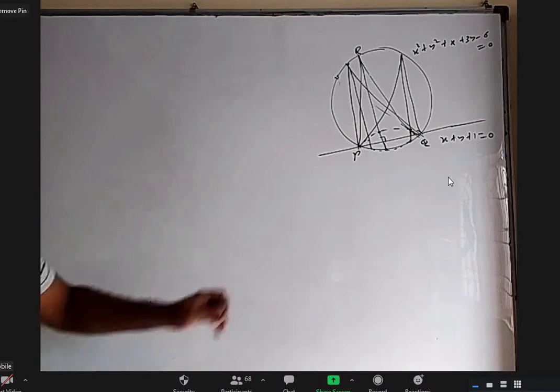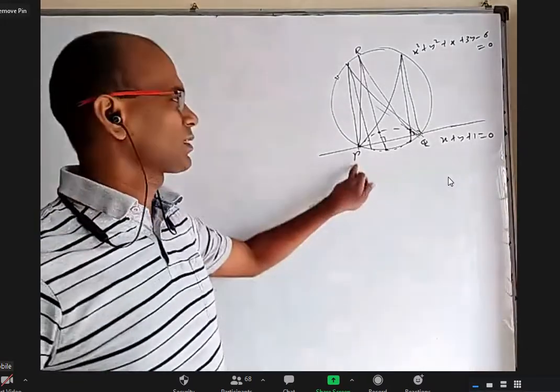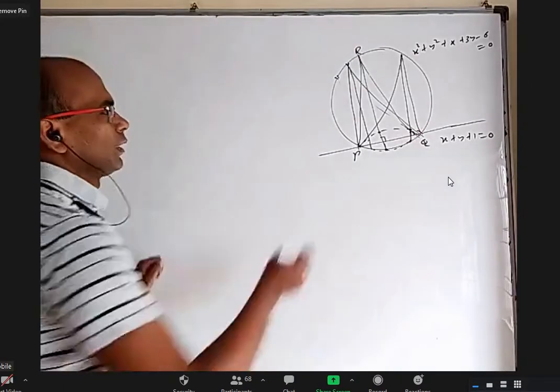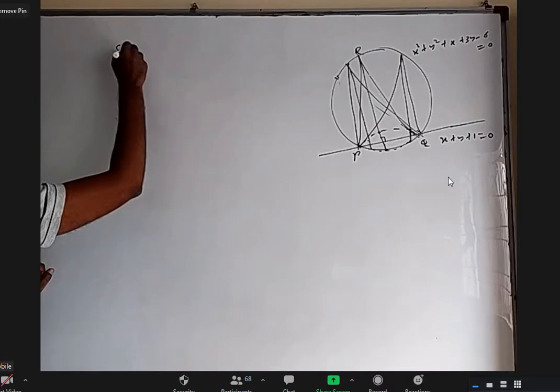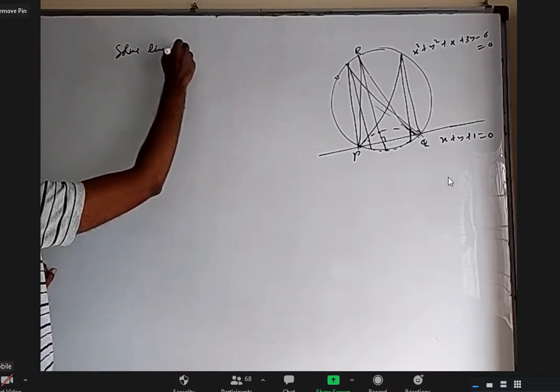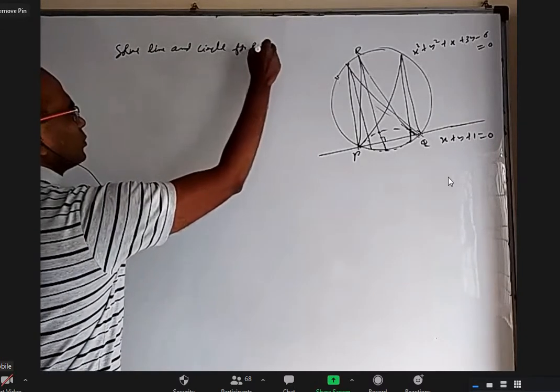Okay, so first of all, I want to find P and Q. We'll see if it comes out. At least I'm interested in the sum of the x coordinates and the sum of the y coordinates. So solve the line and circle for P and Q.